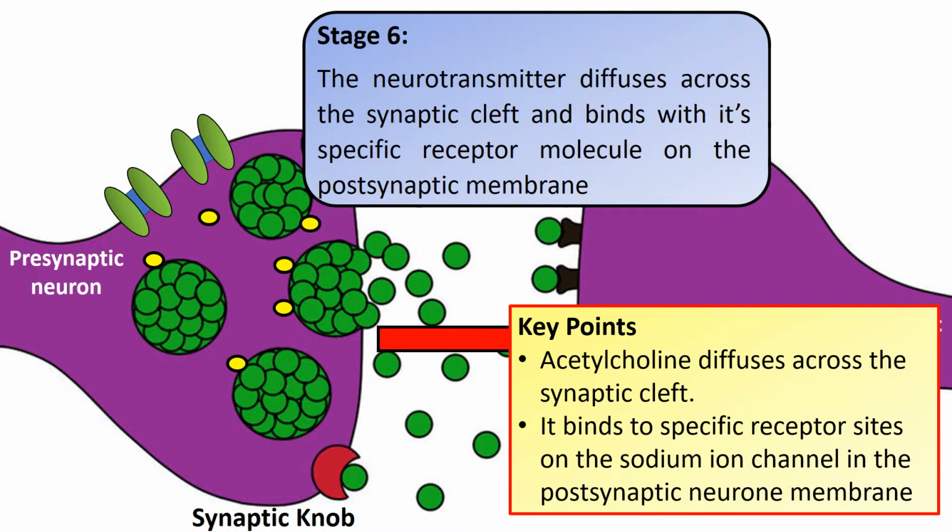Some key points to consider at this moment. We need to continue to refer to the neurotransmitter as acetylcholine, and it binds to specific receptor sites on the sodium ion channels in the postsynaptic membrane. This, as we'll see next, will cause these sodium channels to open.